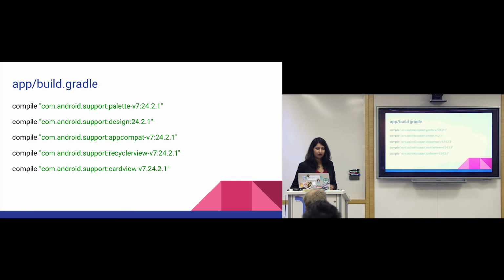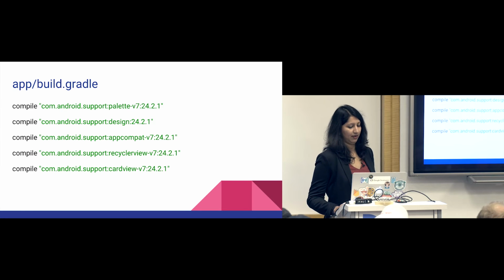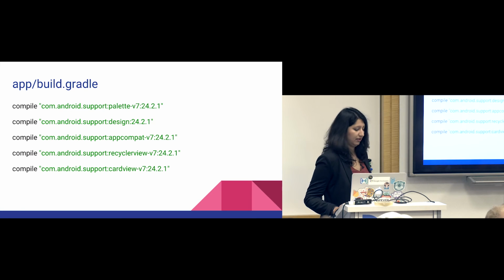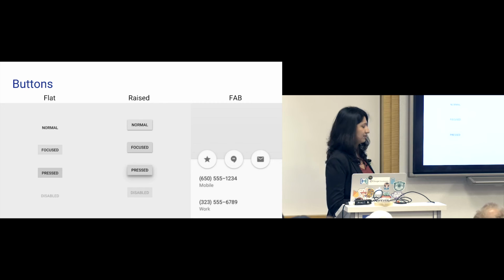All right. So if you want to use material design, you want to use all of these dependencies. The palette API, the design support library for design widgets like floating action buttons, the AppCompat library so that you can use a lot of the material design options that you have out there, and the recycler view and card view for grids, lists, and cards. So let's start off with buttons.